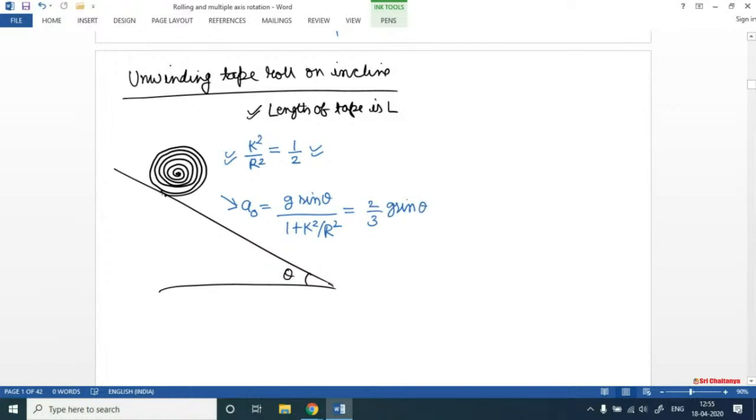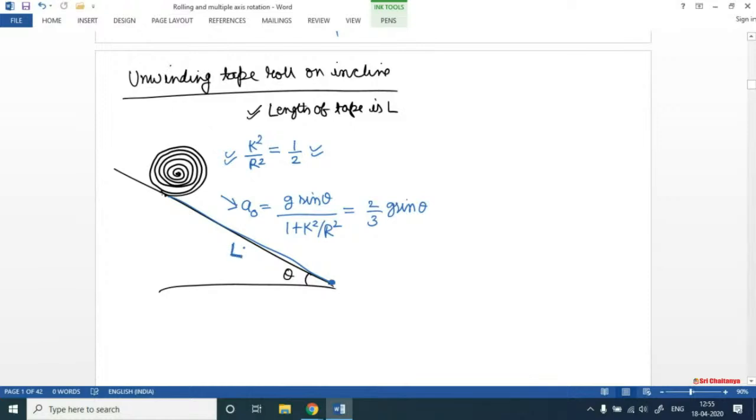Like a naught we have found out, and once a naught we have found out, the another thing to realize is that the tape unwinds completely when the distance traveled by the rolling cylinder is L. Like for example, this is the position where this thing has completely unrolled. So the length it has traveled is going to be L only.